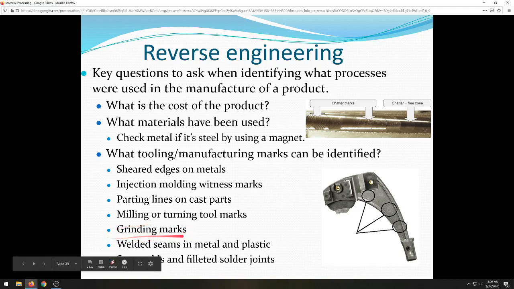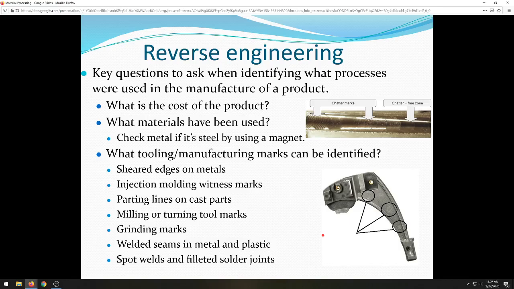They're sort of hard to find. They're usually what a manufacturer would use to cover up milling or turning tool marks. But again, grinding marks, that's worth a Google. That's probably an assignment you'll have later on. What are the identifications of a grinder being used on something?